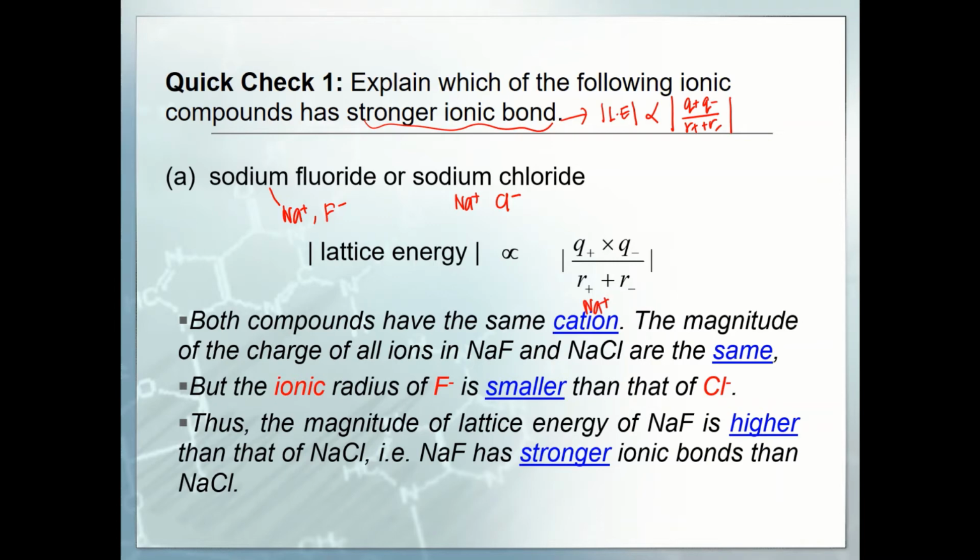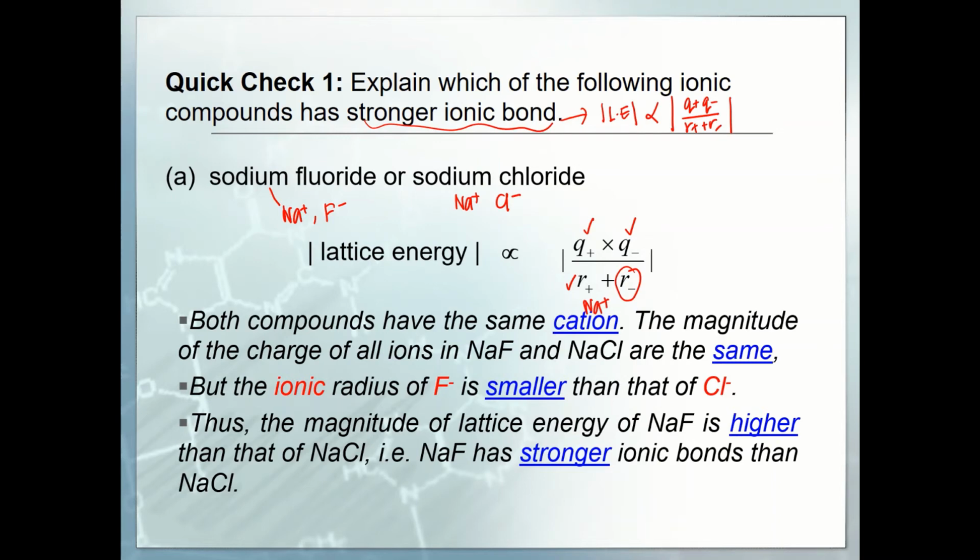Okay? And you will see that the magnitude of the charges of all the ions in NaF and NaCl are the same. What do I mean by that? That means if Na plus is the same, the charge will be the same, right? But the charge on F minus and Cl minus are also the same. That means they are all minus one charge. So the magnitude of the charge will be the same. So that means in this case, Q plus and Q minus are the same. Now, R plus will be the same because it's the same cation. So therefore, we will compare only the R minus, which is the radius of the anion.